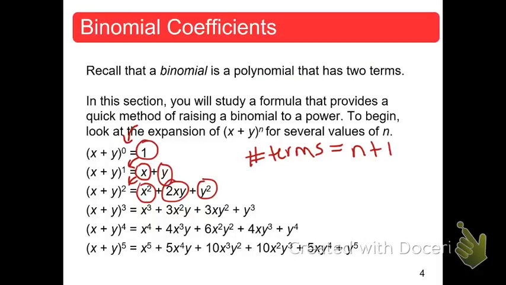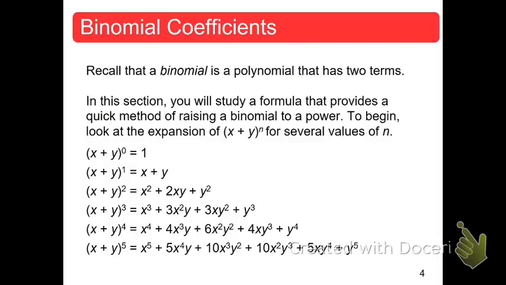Alright, we also can see that x and y have symmetrical roles. The powers of x decrease by 1 in successive terms, whereas the powers of y increase by 1. So again, if you look down at the bottom row there where it has x plus y all raised to the 5th, notice you've got your x to the 5th, and then you have an x to the 4th, an x cubed, an x squared, an x, and then the last term you don't have an x. Technically you could say you have an x to the 0.